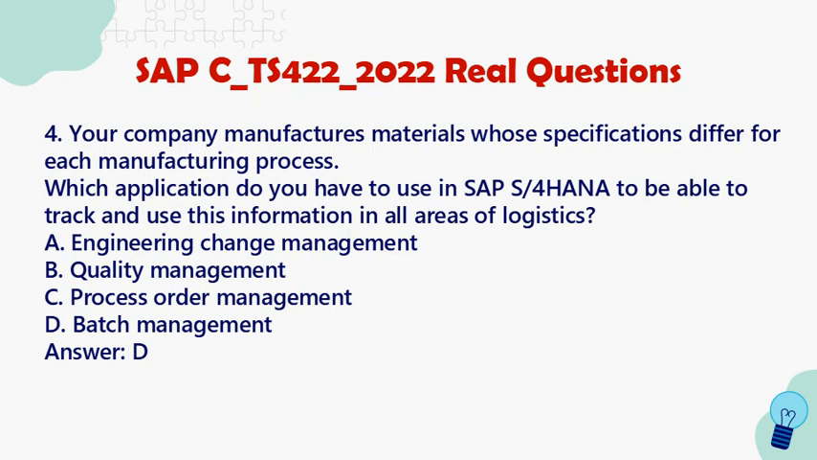4. Your company manufactures materials whose specifications differ for each manufacturing process. Which application do you have to use in SAP S/4HANA to be able to track and use this information in all areas of logistics? A. Engineering change management. B. Quality management. C. Process order management. D. Batch management. Answer: D.